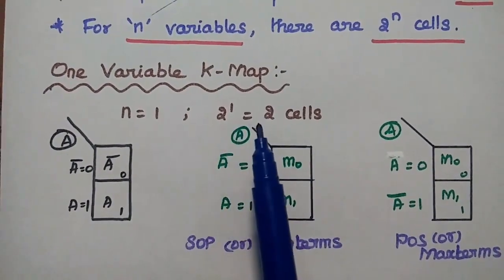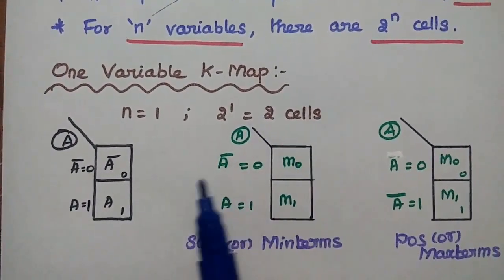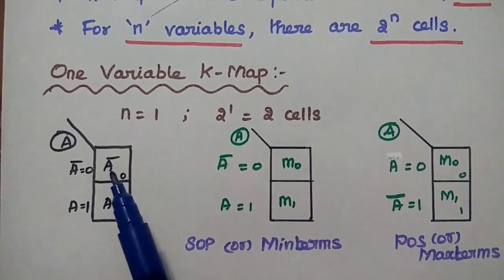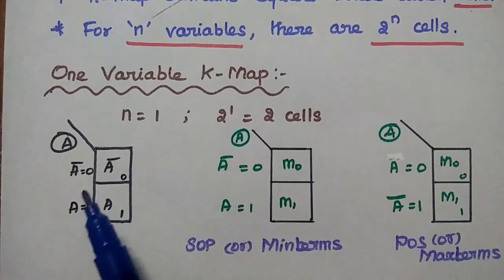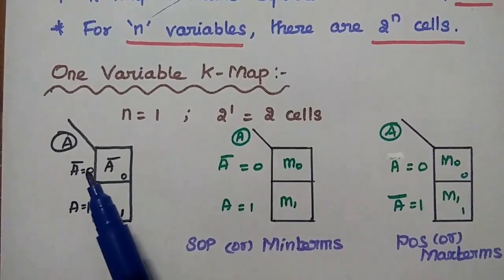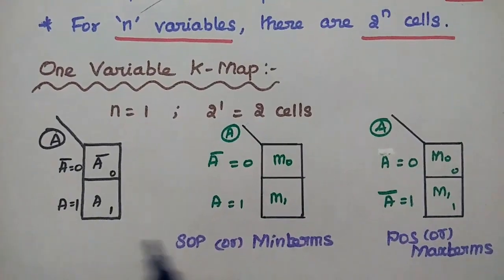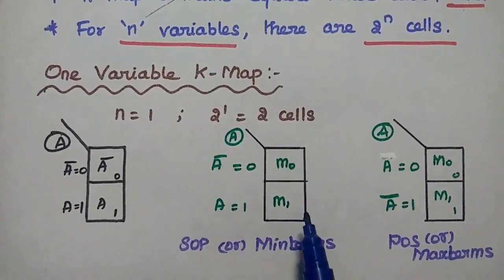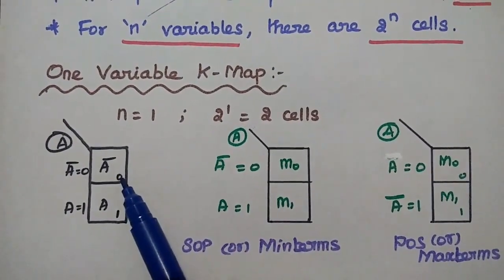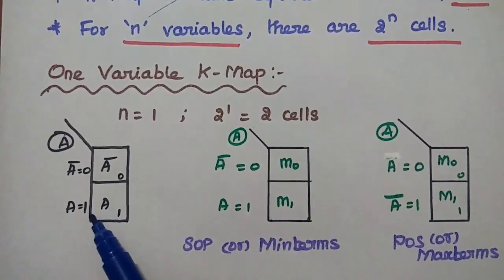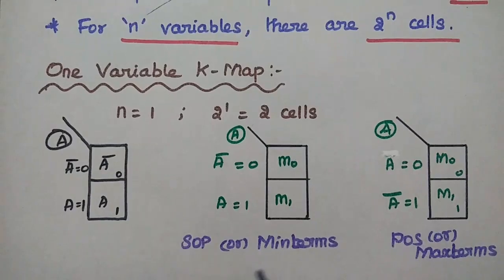2 power 1 is equal to what? 2 cells. It can be represented like this. Here, A bar is equal to 0. Bar means complement. And here A is equal to 1. The same can be represented like this. Here the 0 denotes the value of the cell, so it is 0. Its value is 1, so it is 1.